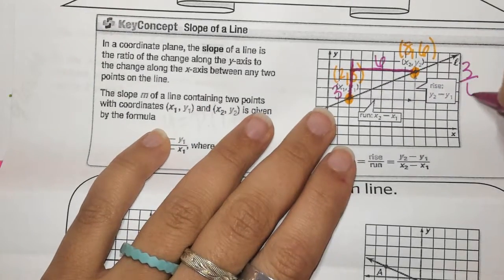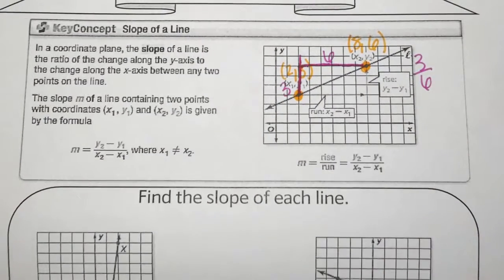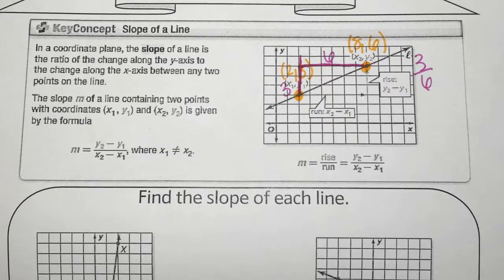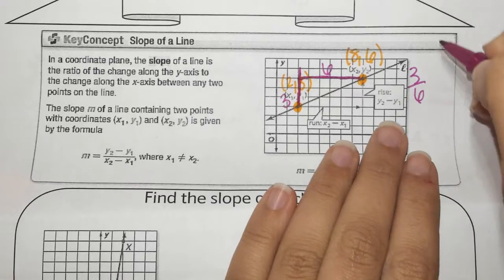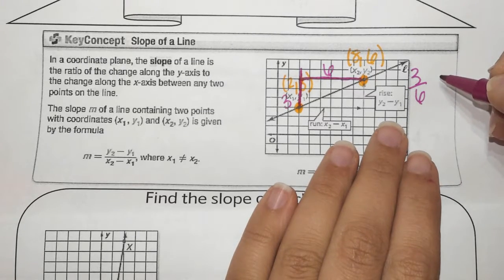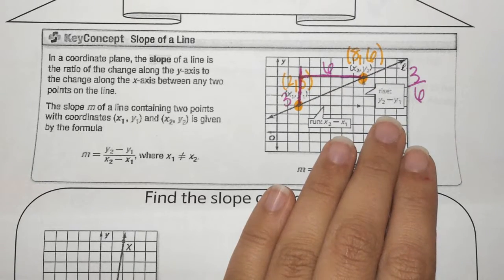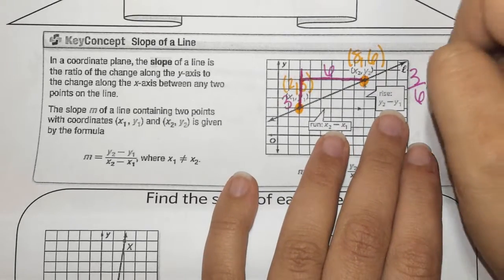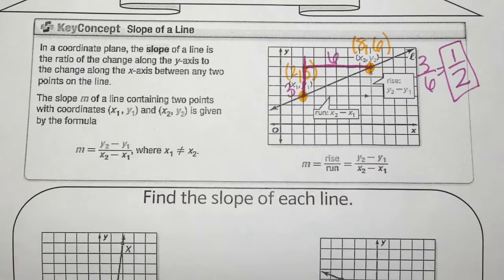3 divided by 6. What does 3 divided by 6 reduce to? No. Y'all, 3 divided by 6 does not reduce to 2. It is 3 cheeseburgers and 6 people. It is 0.5 or 1/2. Because it's slope, you cannot have decimals.